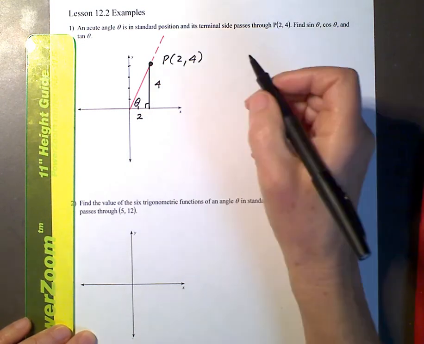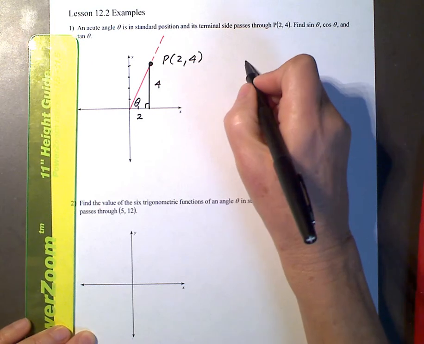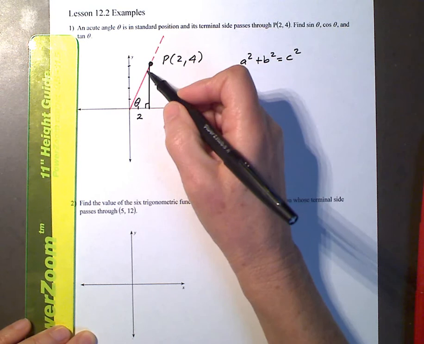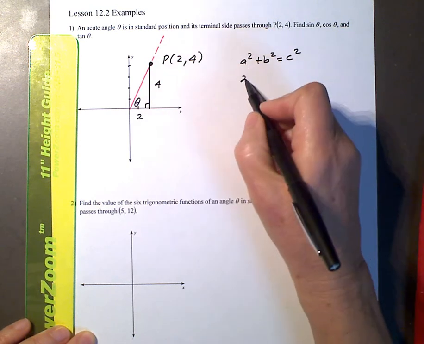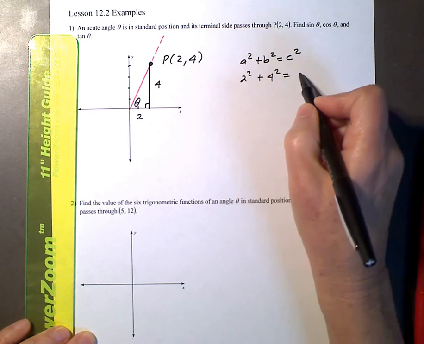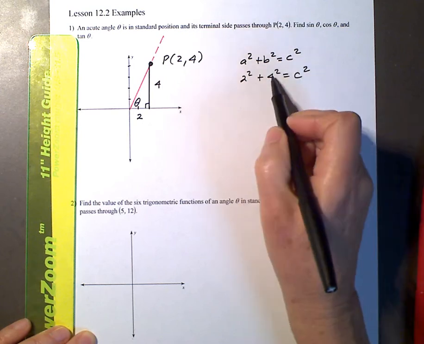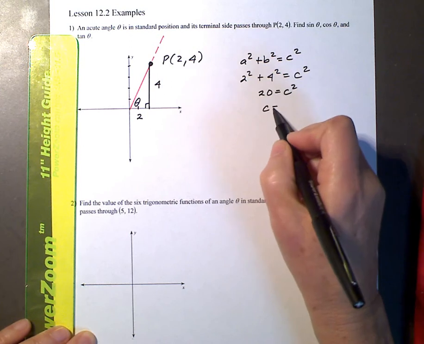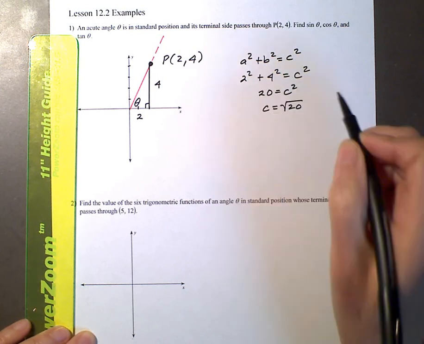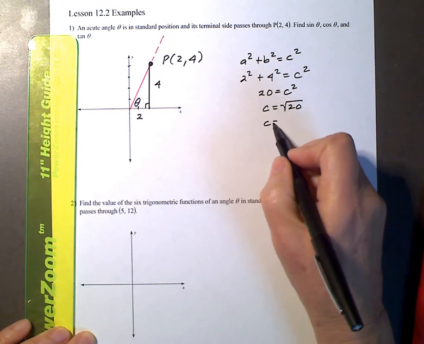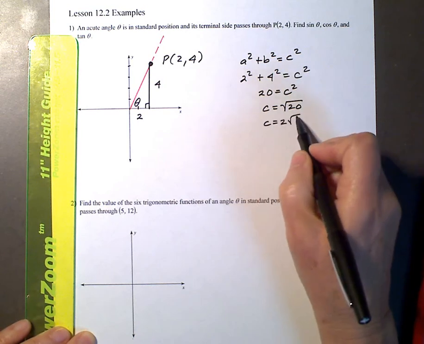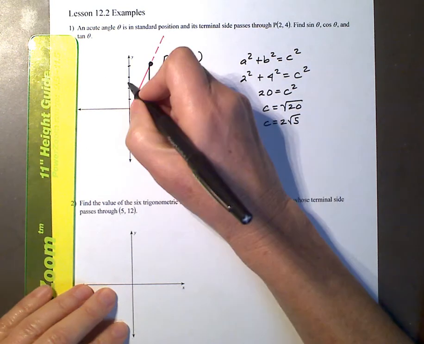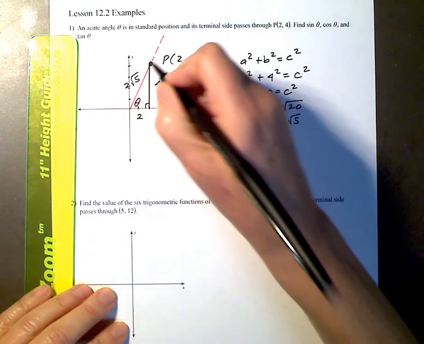So I know that the Pythagorean theorem can let me find the hypotenuse length here. So I've got one leg squared plus the other leg squared is c squared. So this is 4 plus 16, or 20, is c squared. So c is the positive square root of 20 because we're dealing with a distance. So 4 times 5, so this will be 2 root 5. So this radius I'm going to write in here is 2 root 5, or the hypotenuse.